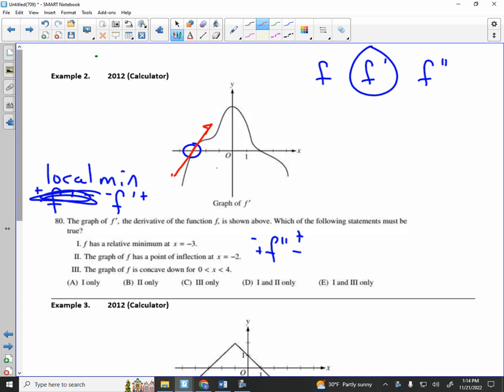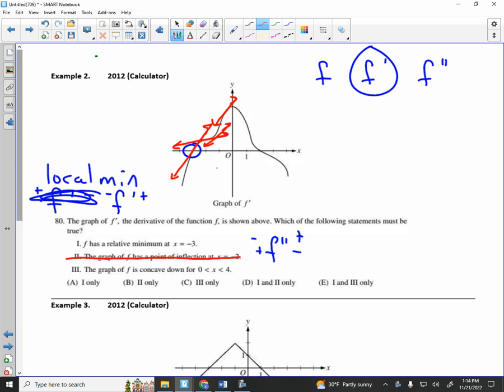A tangent line. At -2, do my arrows change from positive to negative? They're always positive there, aren't they? So this one is false.